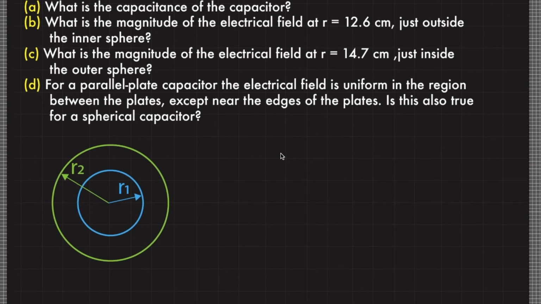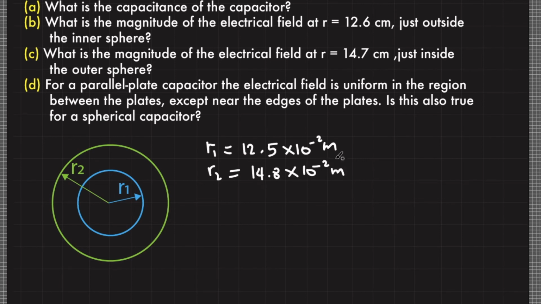I have already drawn the figure here. The inner spherical conductor has a radius of r sub 1, which is equal to 12.5 centimeters. R sub 2 has a radius of 14.8 centimeters. And the potential difference between them is, if the inner conductor has a potential of V sub A and the outer conductor has a potential of V sub B, then their potential difference is 120 volts. The distance between the two conductors is equal to r sub 2 minus r sub 1.